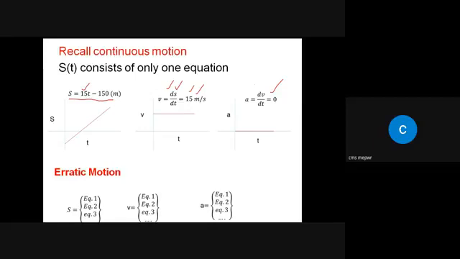So in that case, like you see, we have a continuous graph. The continuous graph can be sinusoidal, or it can be a straight line, or it can be a curve. But in the case of erratic motion, to represent displacement, velocity, or acceleration, we can have more than one equation, like, for example, you can see equation 1, 2, 3, 4, and so on.